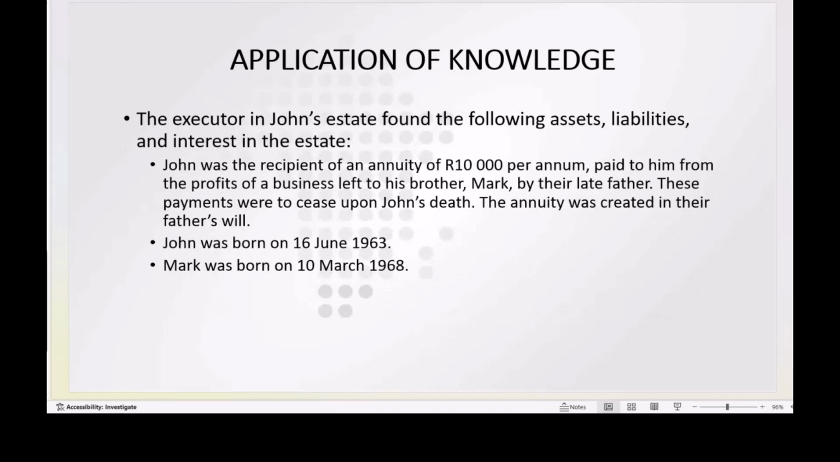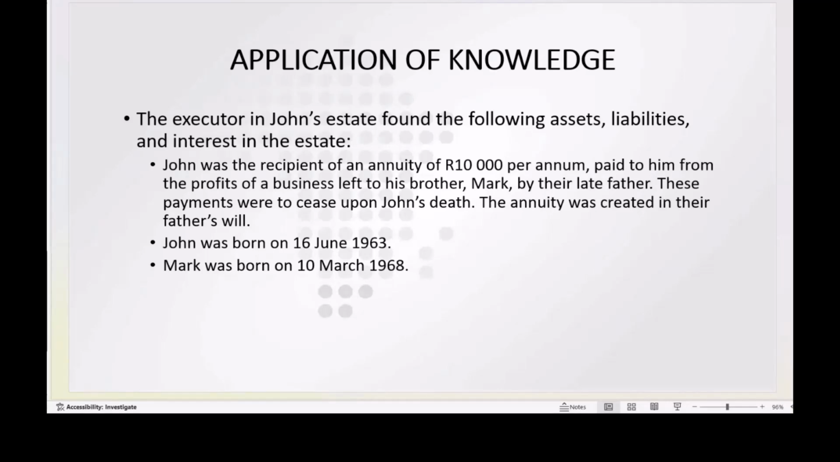Then they tell us that John was the recipient of an annuity of 10,000 rand per annum paid to him from the profits of a business left to his brother Mark by their late father. These payments were to cease upon John's death. The annuity was created in their father's will.